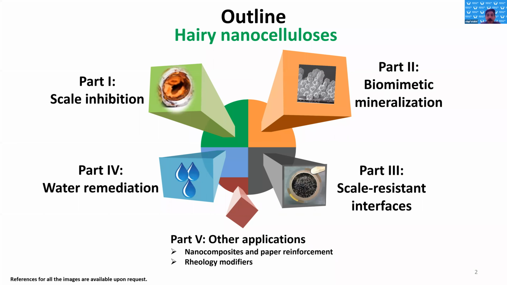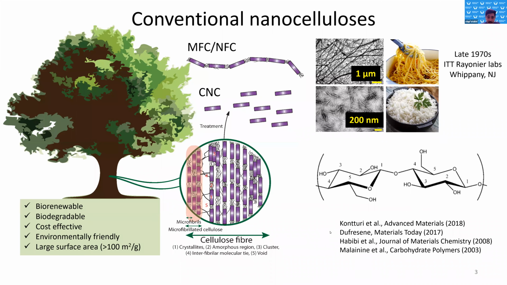Today, I'm going to talk about a newly emerged class of nanocelluloses called hairy nanocelluloses for scale inhibition, biomimetic mineralization, scale-resistant interfaces, water remediation, and also some other applications such as paper reinforcement, rheology modifications, and so forth.